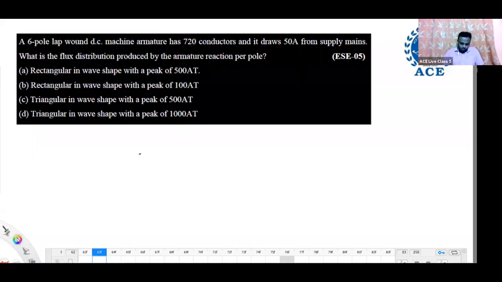See the question. A 6-pole lap 1 DC machine has armature conductors Z given as 720, and it is drawing a current of 50 amperes from the supply. What is the flux distribution produced by armature reaction per pole?